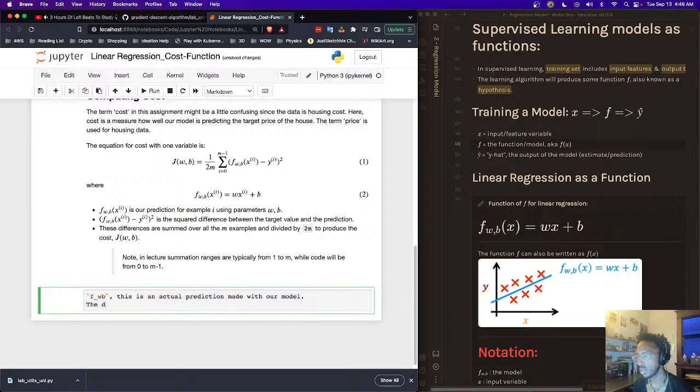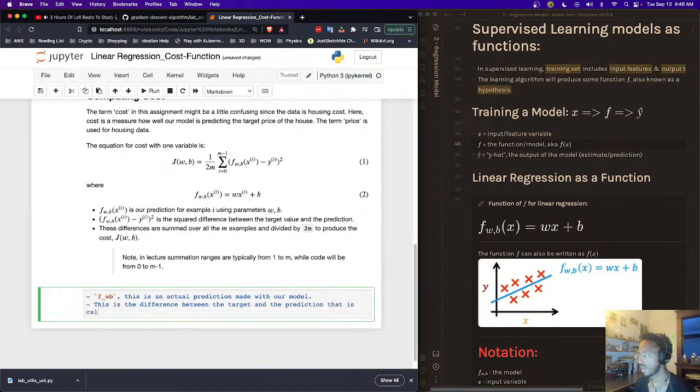And this is the difference, let me just make a list here. So this is the difference between the target and the prediction that is calculated, squared.